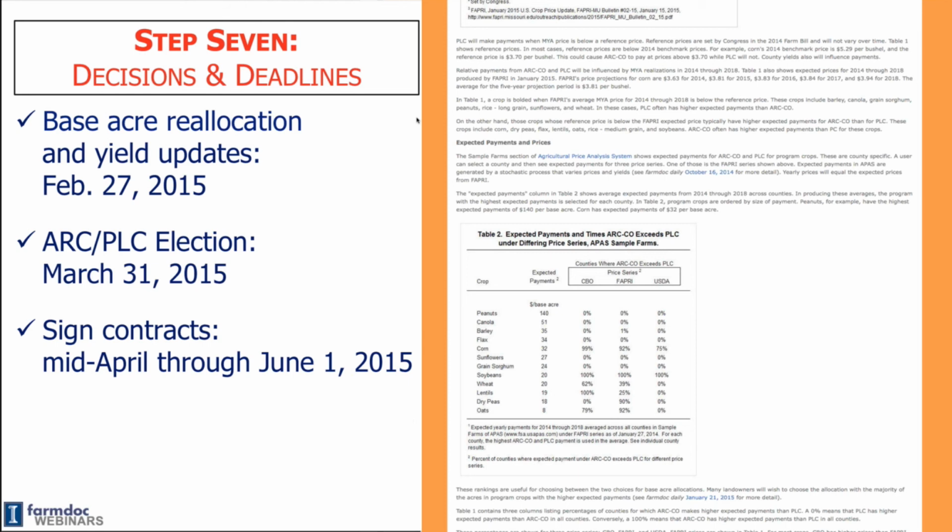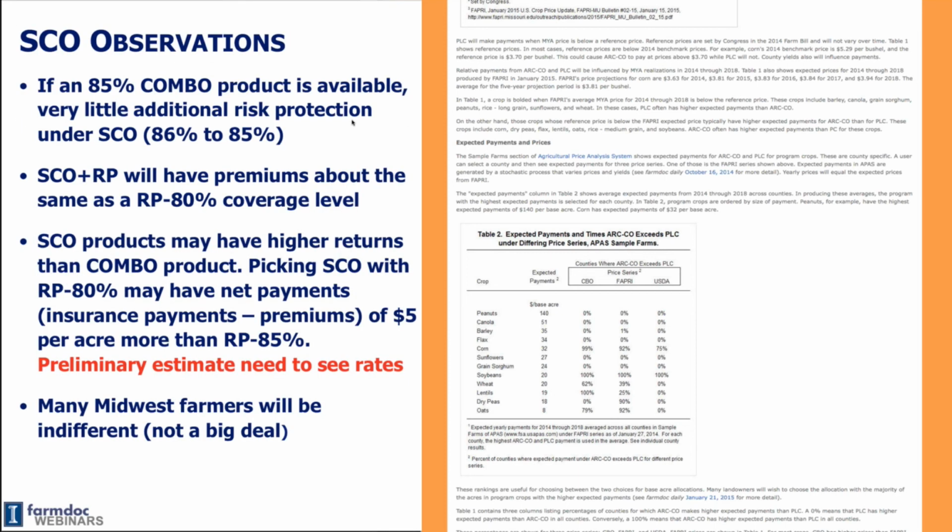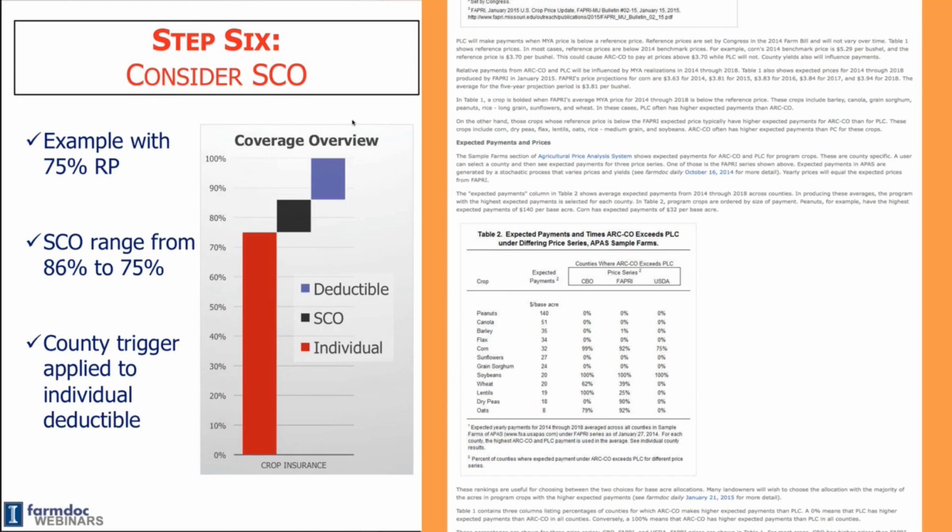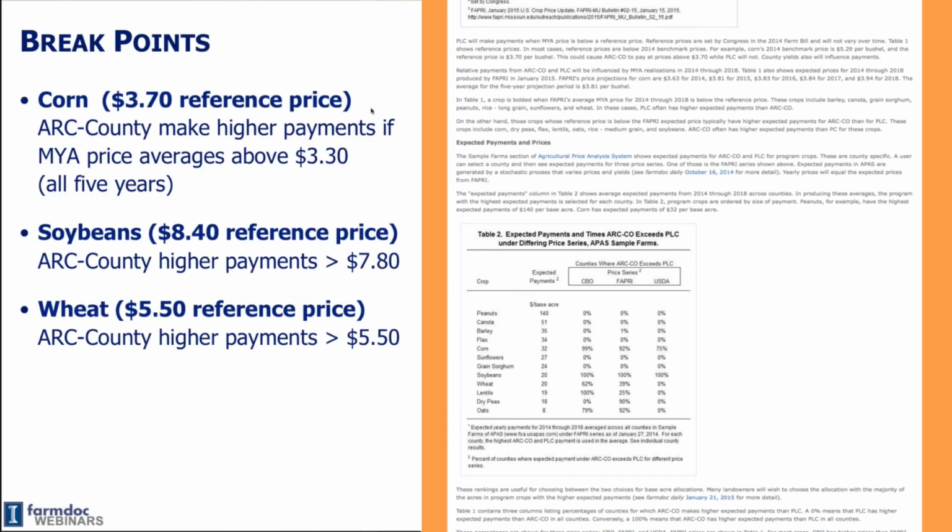A question here on what does 330 and 780 represent? That was in the example that Gary showed using the FAST spreadsheet. What those represent are what we're calling the break prices, the point in your price expectations for the future years where PLC begins to make more sense than ARC-CO. So at 330 or higher, you'd expect ARC-CO to be the more effective program on corn base. At 780 or higher, you'd expect ARC-CO to be more effective on soybean base, and at 550 or higher, wheat on wheat base.